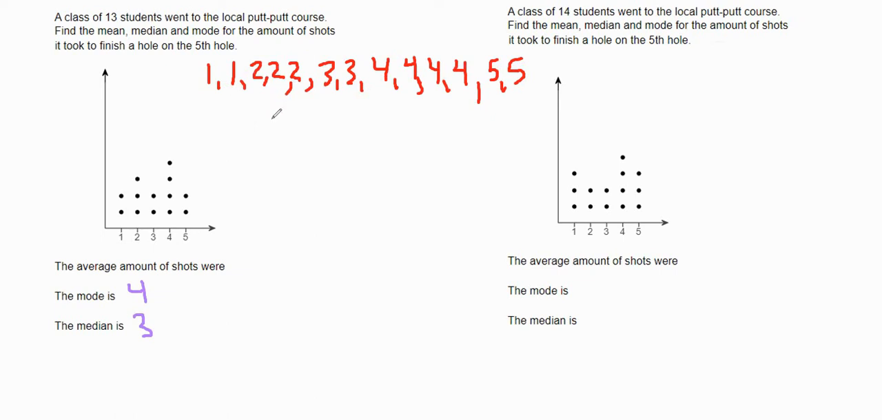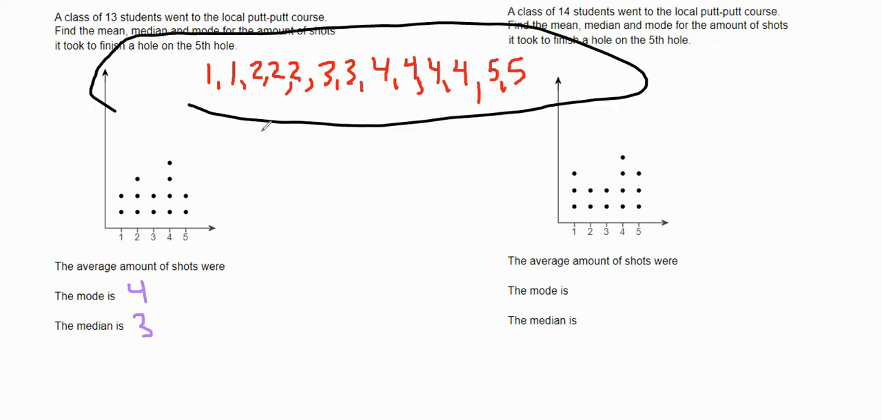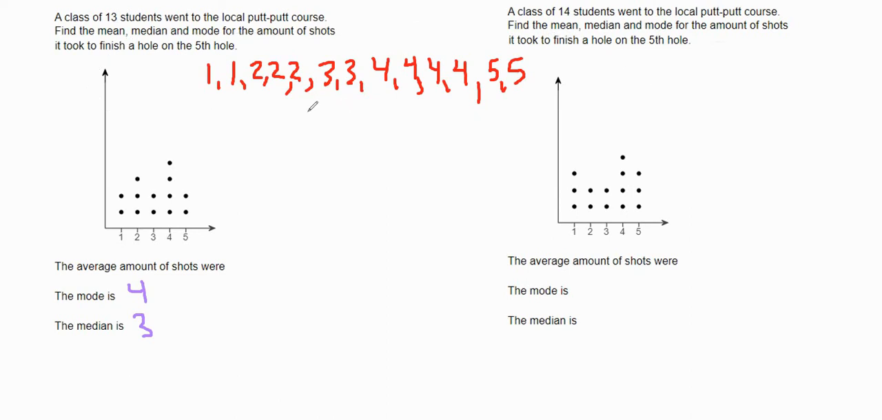And to find the mean or the average, we take all those numbers there, we add them up. That's going to give us 40. And there were 13 students, so 40 divided by 13 is about 3.077. So just be sure to round it to whatever it asks you to. So if this was rounded to the nearest tenth, it would be 3.1.